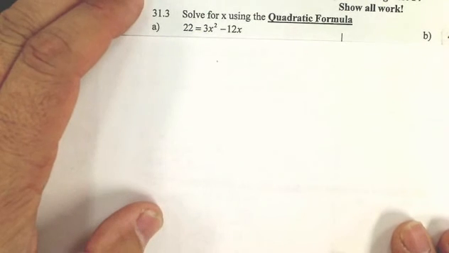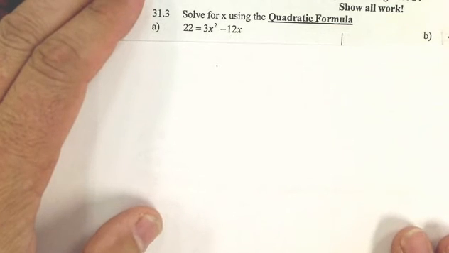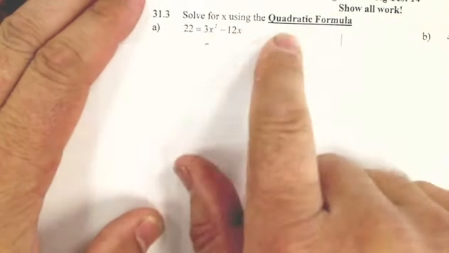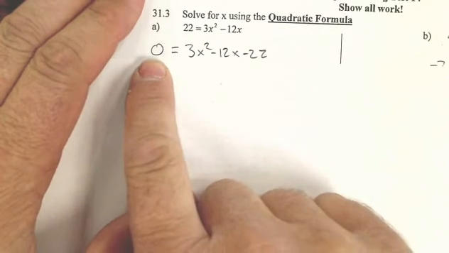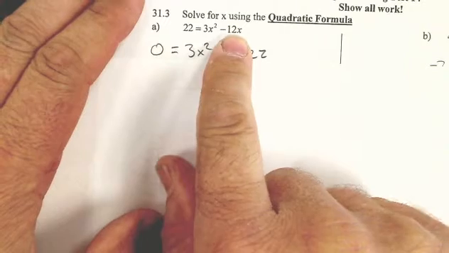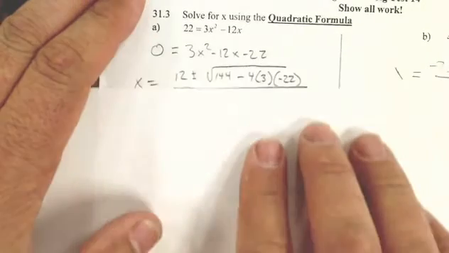Okay, I'm going to do a couple examples for you, and then you're going to try a couple examples. First thing you want to do when using the quadratic formula is get it equal to 0. So I get it equal to 0 by subtracting 22 from each side. Now there's my a value, then my b value, my c value.